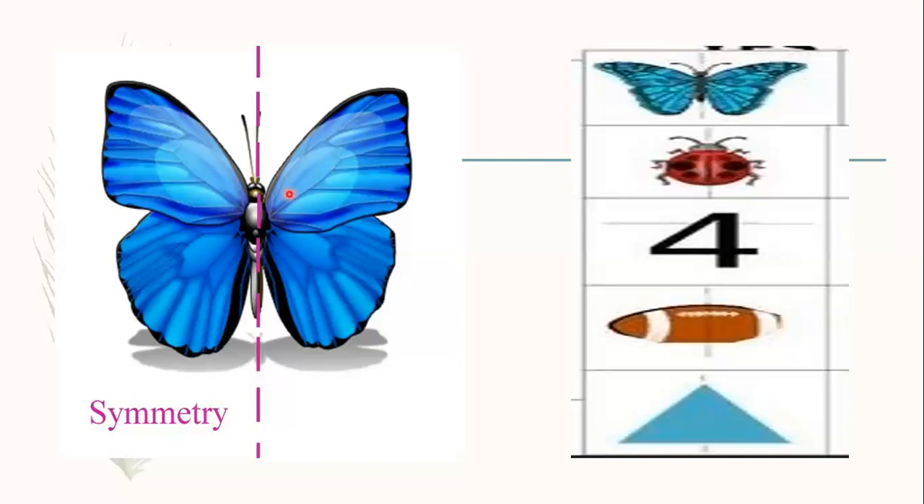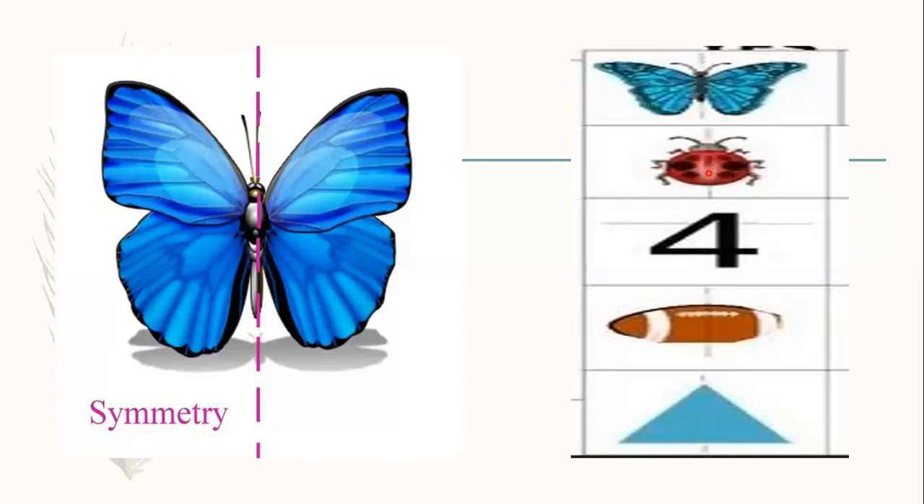Now I have taken some other figures also. These figures are not in the textbook; I have taken them from outside. The first figure is the same butterfly. Here also you can see the vertical line, which divides the butterfly into two identical halves. The second figure is of a bag.